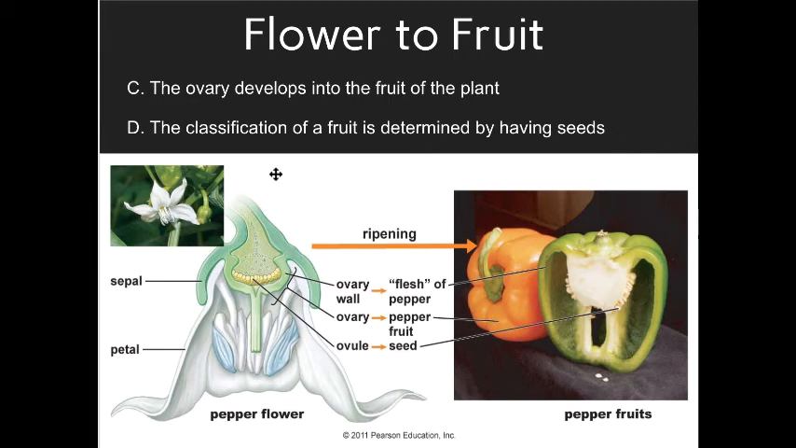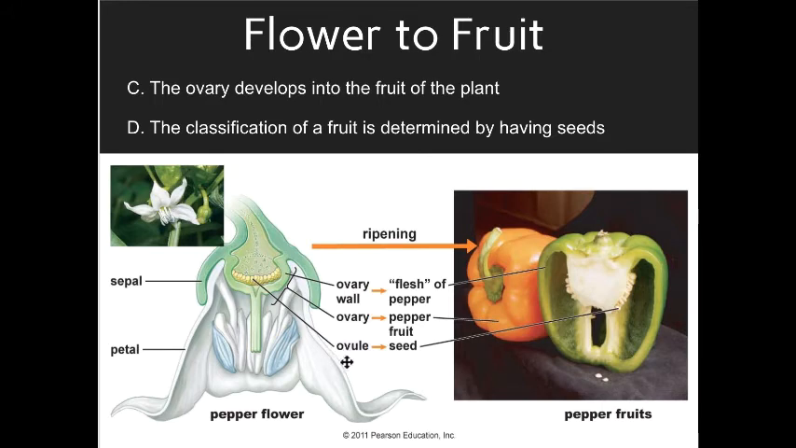So what is happening once this flower grows? It develops all of those complex structures that we sketched, and then it starts to use those structures to create a fruit. So the ovary develops into the fruit of the plant, and I like this diagram because we can see, okay, here's our ovary right here, this thick wall. So what happens to the ovary? Well, the ovary develops into the outside flesh of the pepper, so that wall, and then the entire ovary itself, this big structure, becomes the fruit.